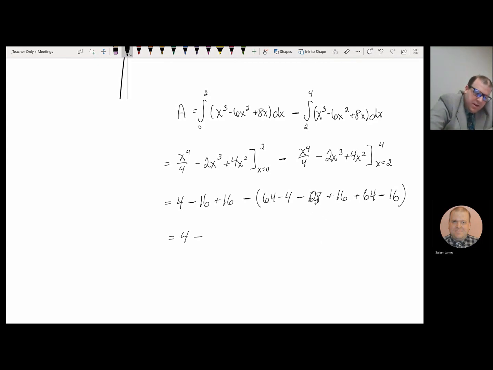Before 64, 128 minus 128 is 0. Good, that's gone. 16 minus 16 is 0. That's gone. So it becomes minus negative 4. Area is 8. If you were just to set up the integral from 0 to 4 of the function, you get 0.